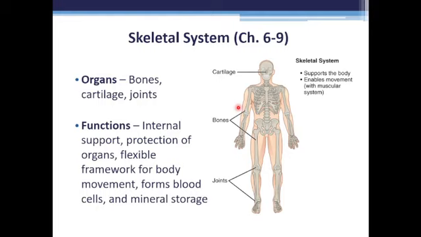It's also a flexible framework for body movement, and bones make blood cells and provide a bit of storage. So it's not only for protection. We also have different types of functions. So yeah. Next, of course, if we only have bones, we would have minimal movement, right?